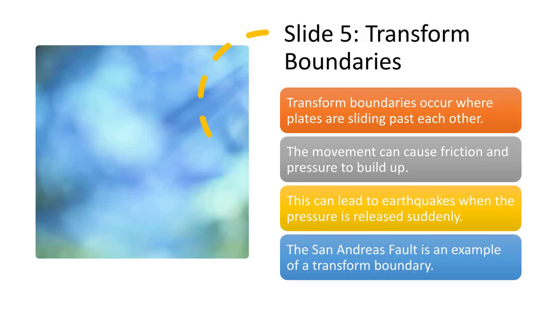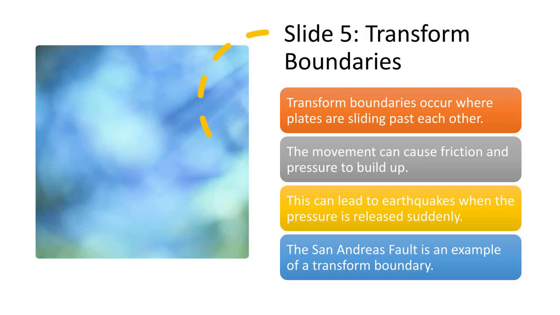In this slide, we will discuss transform boundaries and how they relate to earthquakes. Transform boundaries occur where two tectonic plates are sliding past each other. Unlike divergent and convergent boundaries, there is no creation or destruction of crust at a transform boundary. However, the movement of the plates can cause significant friction and pressure to build up along the boundary. This pressure can cause the rocks to deform, leading to earthquakes when the pressure is suddenly released.